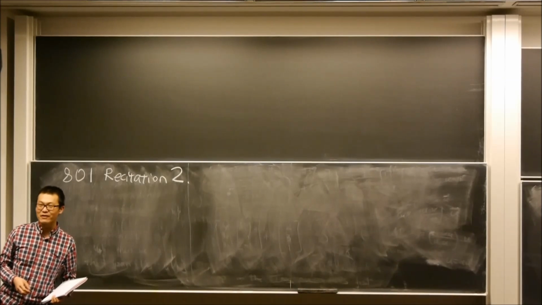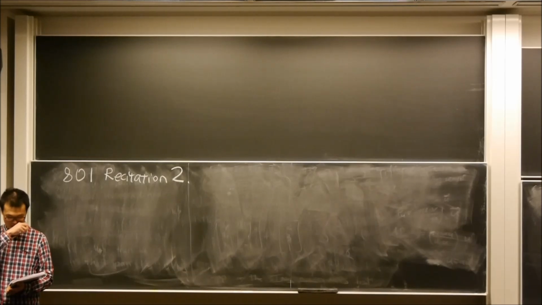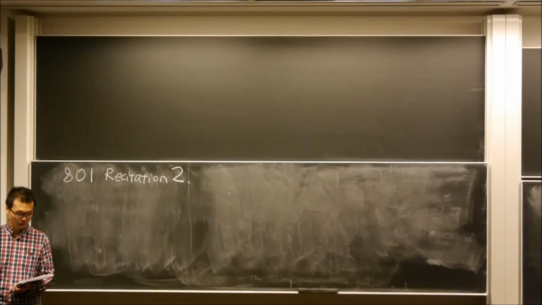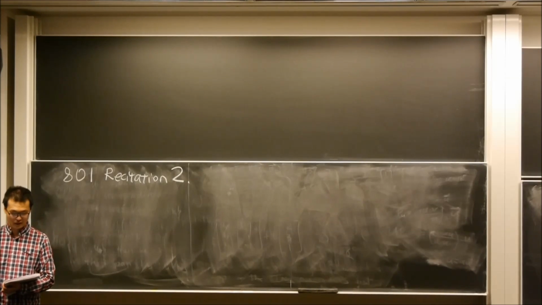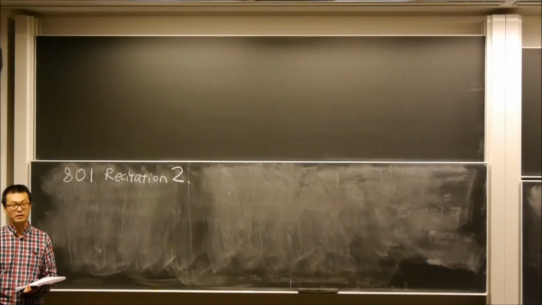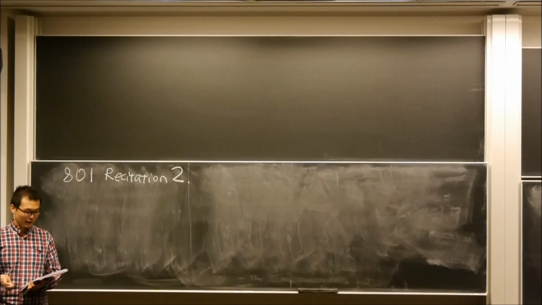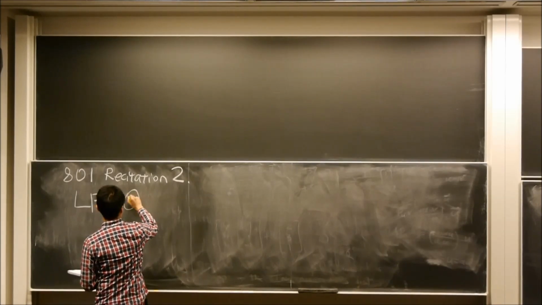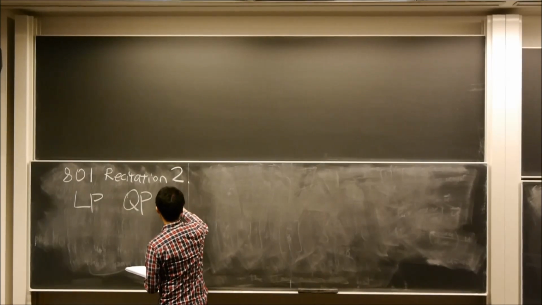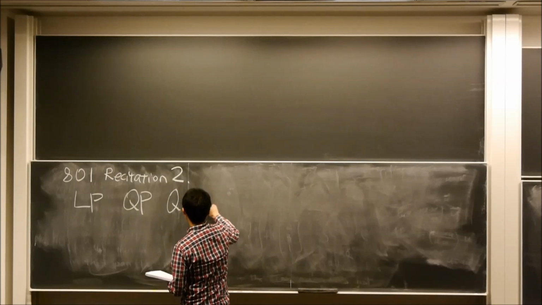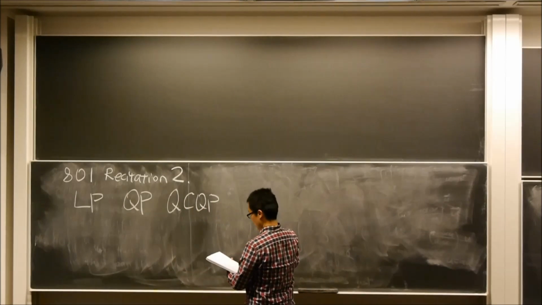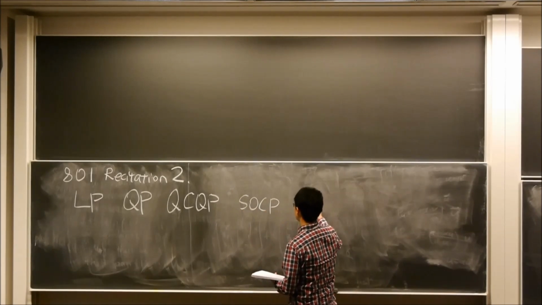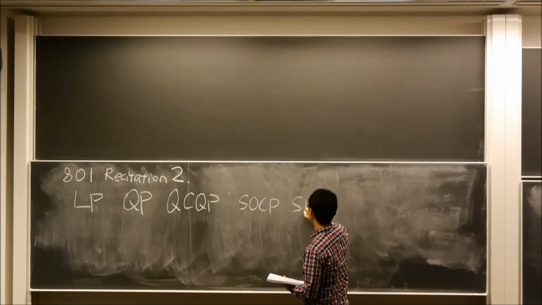I'm going to just continue to cover the basics of convex optimization. So last time, Ina talked about convex function and convex set, and today I'm going to just briefly discuss the different types of convex optimization. They are linear programming, LP, QP, quadratic programming, quadratically constrained quadratic programming, second order cone programming, SOCP, and lastly the big boss, SDP, semi-definite programming.